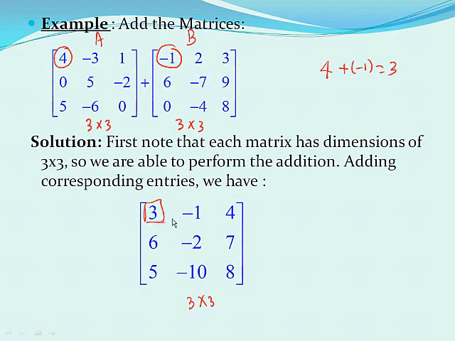You can also look at the other locations. 0 plus 8 will be 8. Negative 2 plus 9 will be 7, like that.